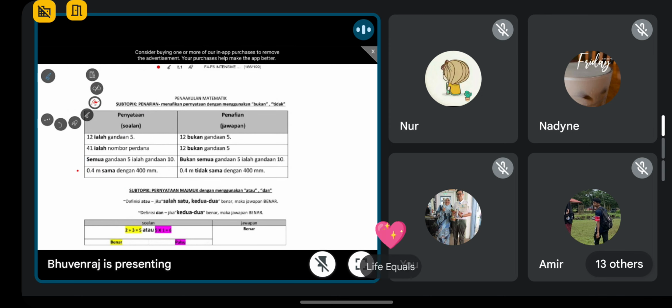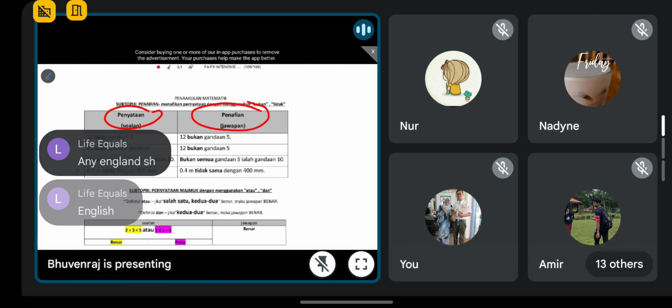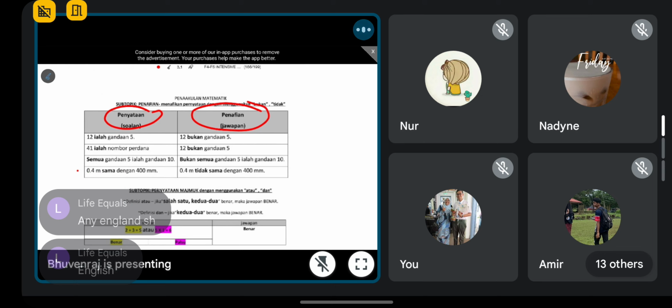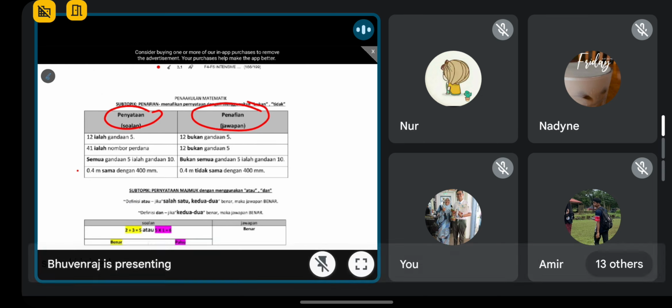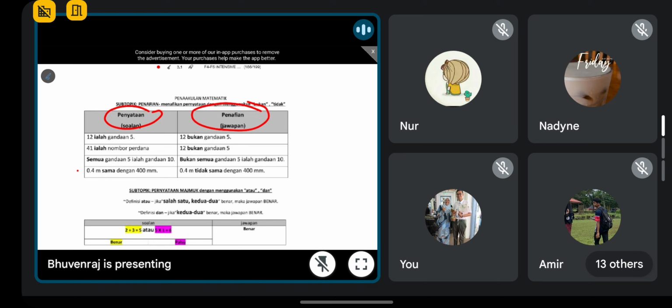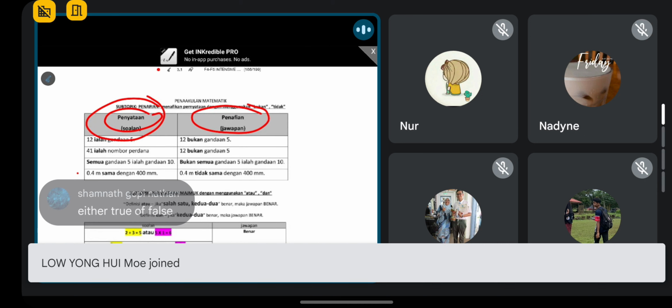First of all, let us see the first thing. You will learn about statements and negation. Dua perkara kamu akan belajar. We will learn about statement and negation, pernyataan dan penafian. Statement, guys: what do you all understand about statement? Can you all tell me? Apa kamu faham tentang pernyataan, dalam bab ni?